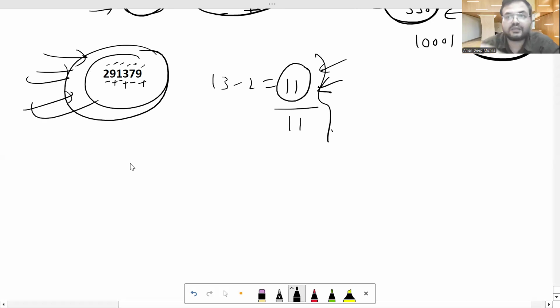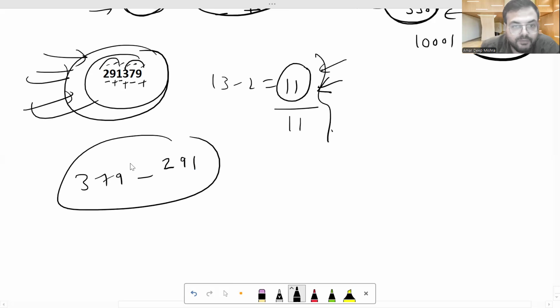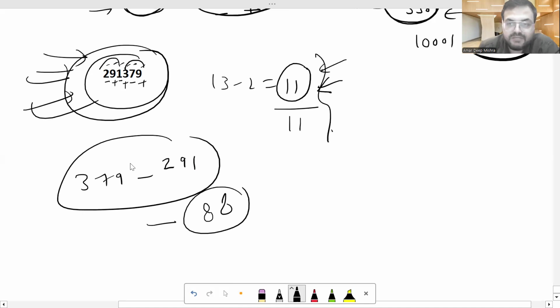You can check it using the other way also. You can take triplets also. You can take like this one triplet and this one triplet. So 379 minus 291. This is how you can do. The difference would be 88. So obviously 88 is divisible by 11. So this entire number is divisible by 11.